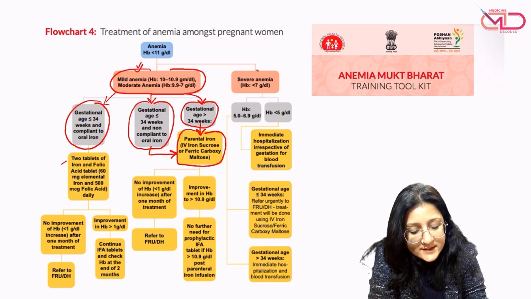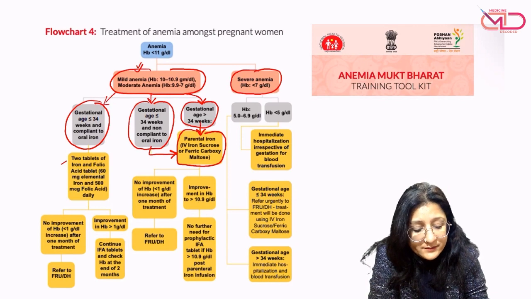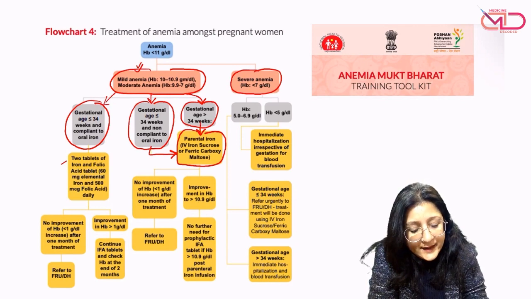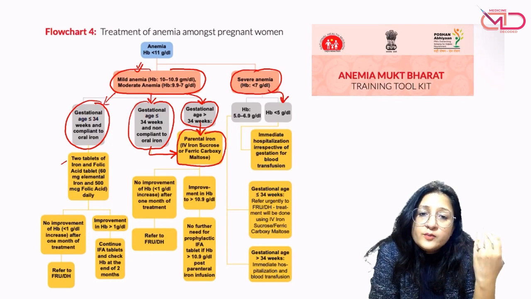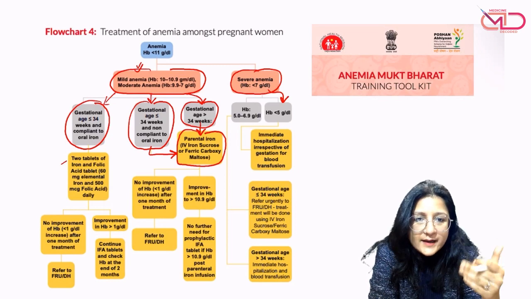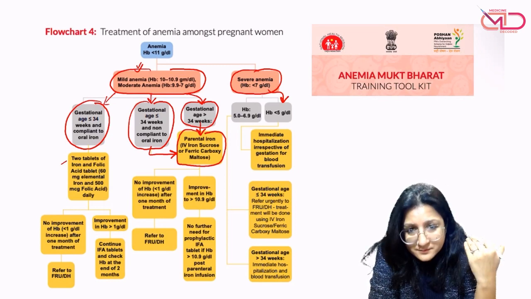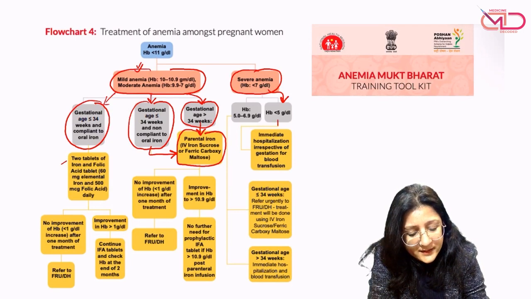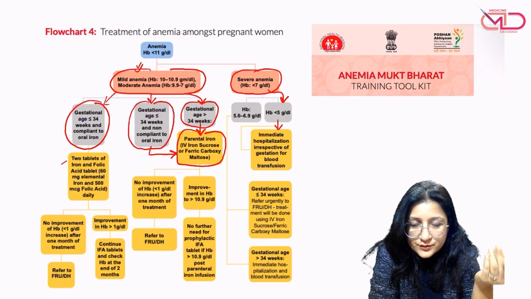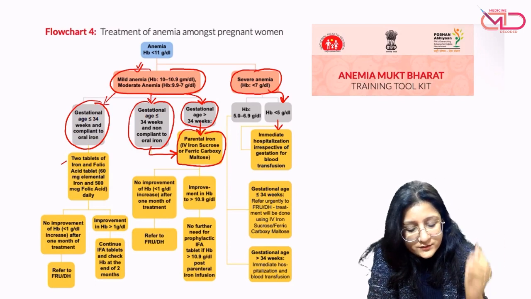If it is severe anemia, that means Hb is less than 7. Less than 7 meaning it could be between 5 to 7 or less than 5. At any time in pregnancy, if the hemoglobin is less than 5, any time in pregnancy means it doesn't matter whether she's in the first trimester, second trimester, third trimester, less than 5 is very bad. She needs immediate referral to a higher center for hospitalization for blood transfusion. So less than 5, any time in pregnancy, management is blood transfusion.